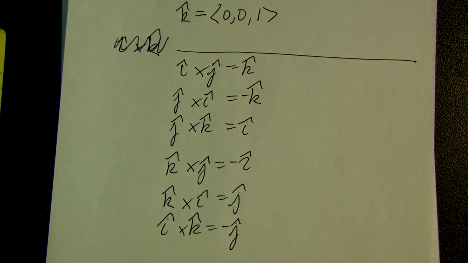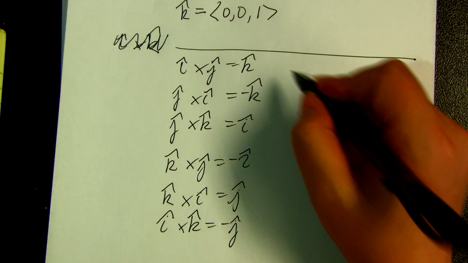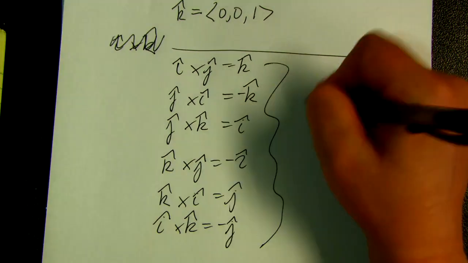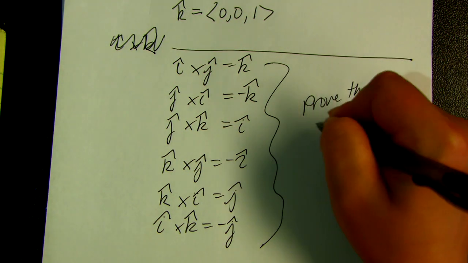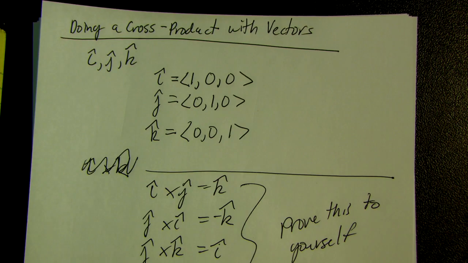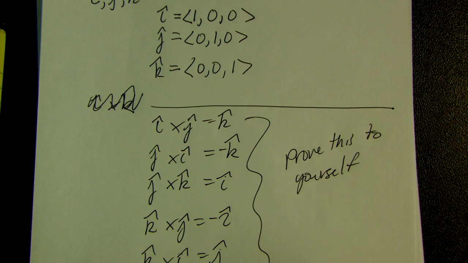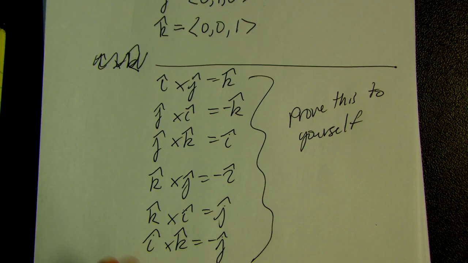All right, so already we can see one property of cross products. Order matters. I cross j is not the same thing as j cross I. And after you learn how to do this, prove this to yourself. One of the best ways to get comfortable doing cross products is to do them. These are really easy vectors to start with. I mean, there's zeros and ones.